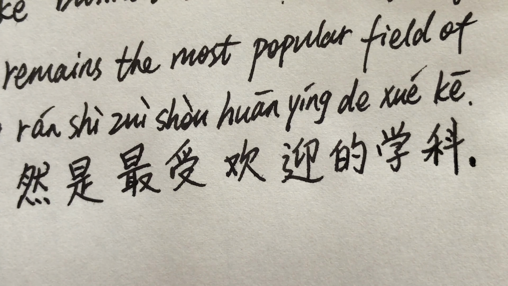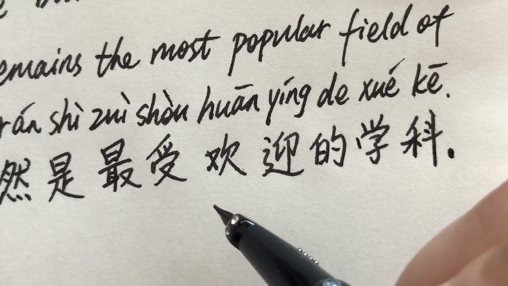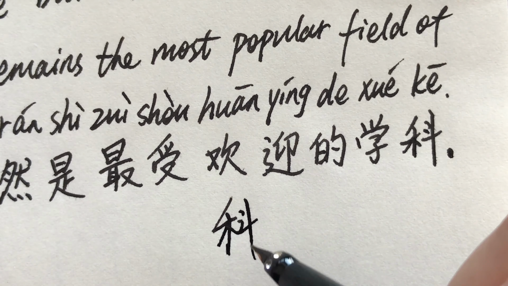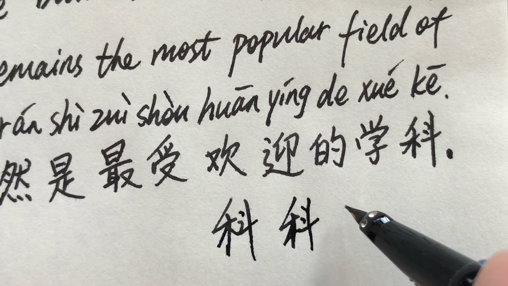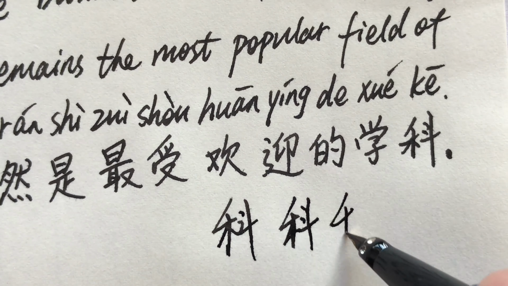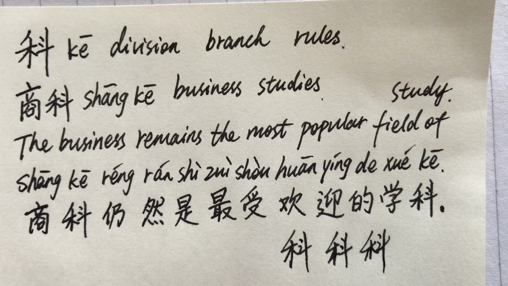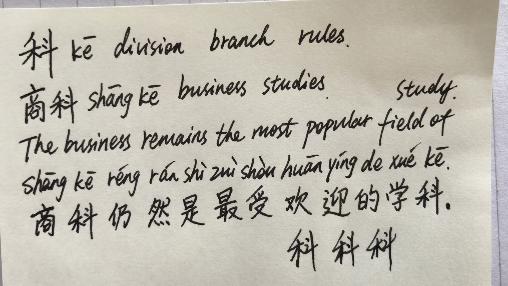My daily handwriting on the character ke. Ke division. Branch. Rules. 商科 business studies. The business remains the most popular field of study. 商科仍然是最受欢迎的学科。科. Please comment any words or sentence with the character ke.